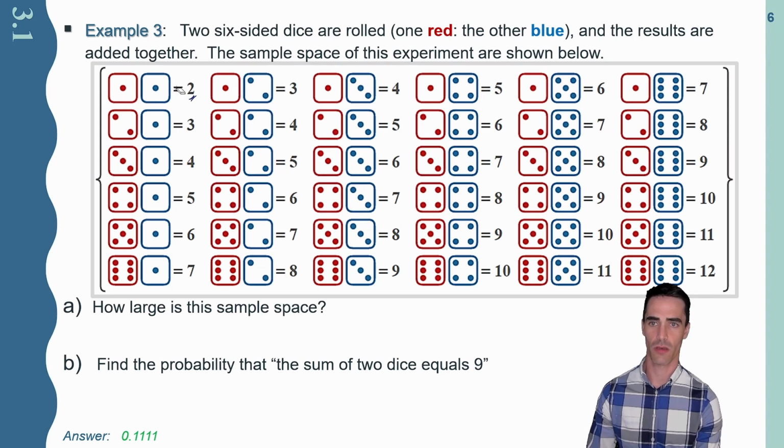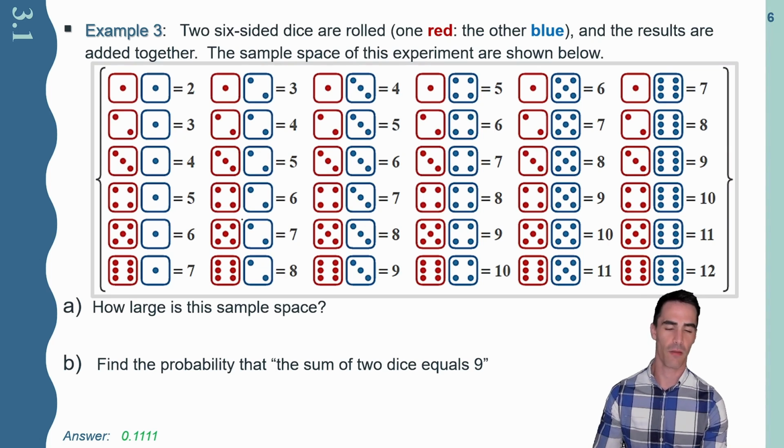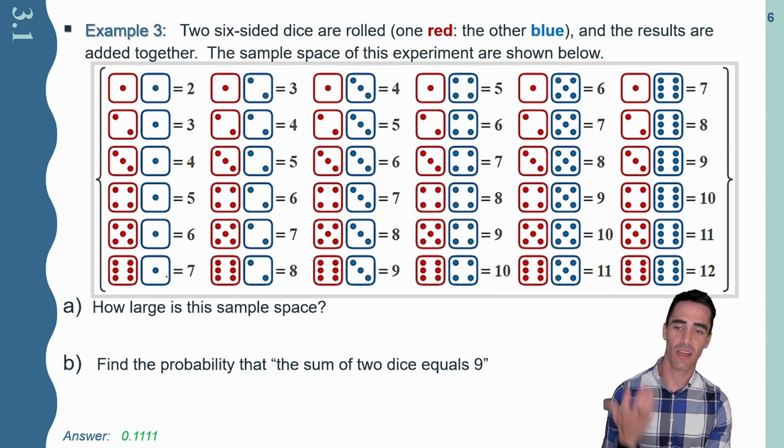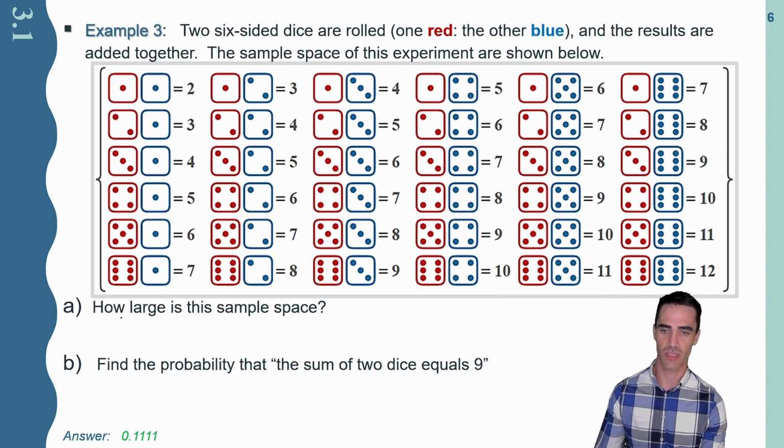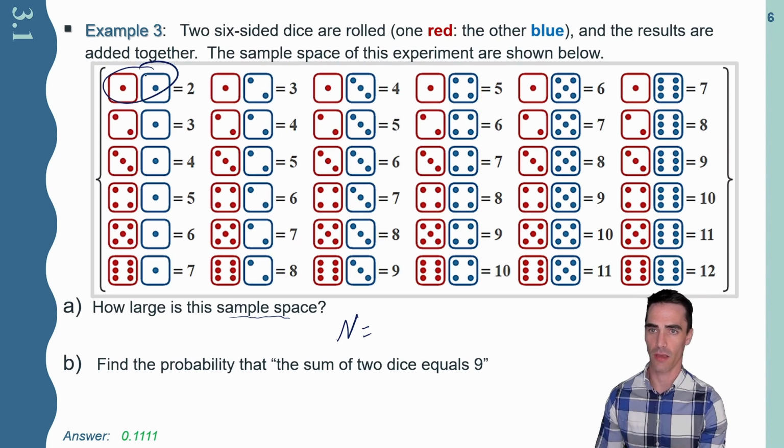So the big question that we're interested in is: how large is the sample space for this experiment shown below, as we just talked about? In order to talk about probability, we need to understand the space. I'll write here, n equals blank. If you want to, you could count up: 1, 2, 3, 4, 5, and 6 over here, and you can count up 7, 8, 9.